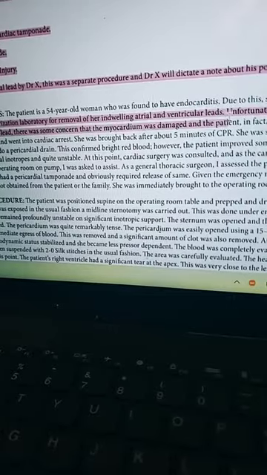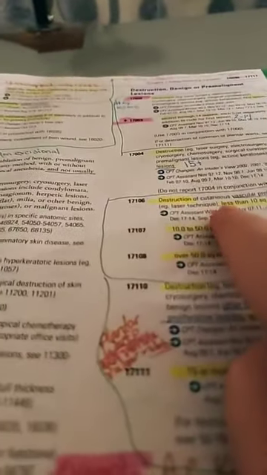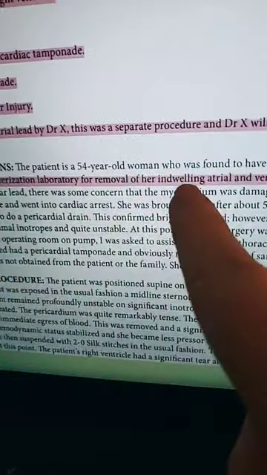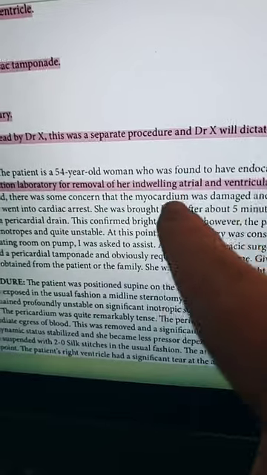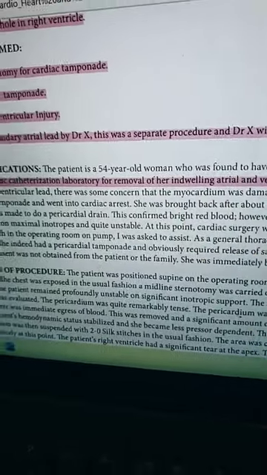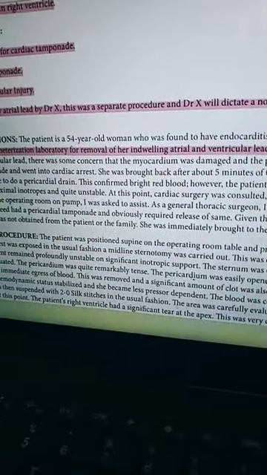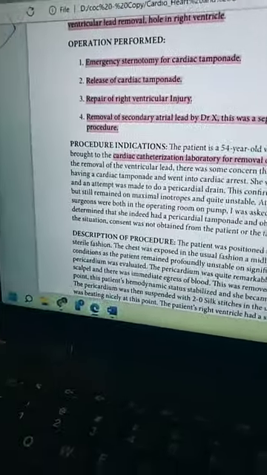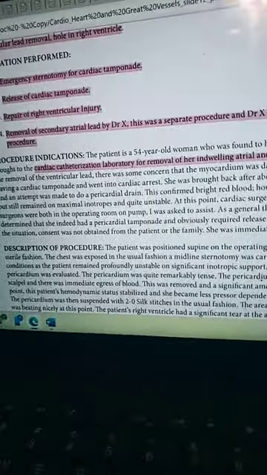Y'all remember in some of these CPTs that we go over, I'm always telling you about key terms: tunneled, non-tunneled. There's another one, indwelling. That one right there is always something key when you're picking out CPT codes. You need to keep practicing looking up key terms that could help out.